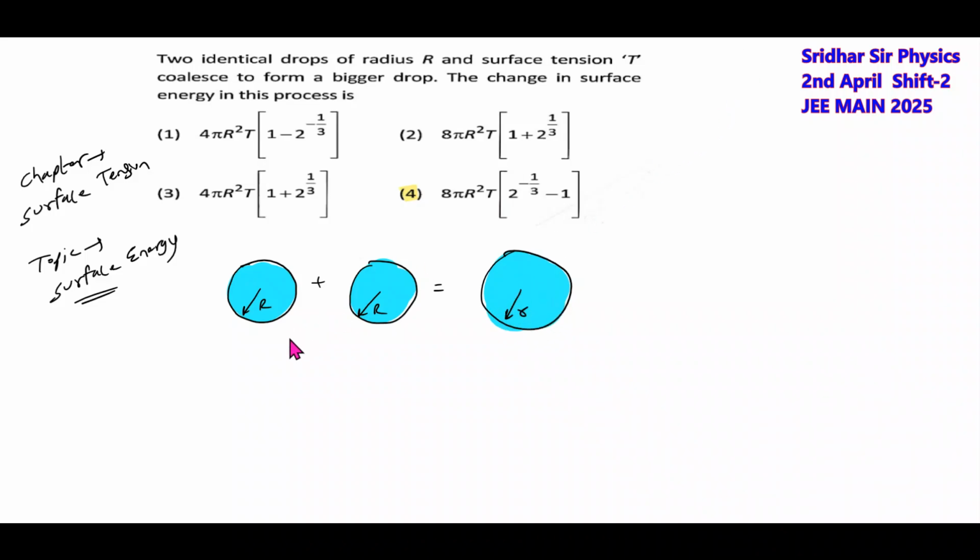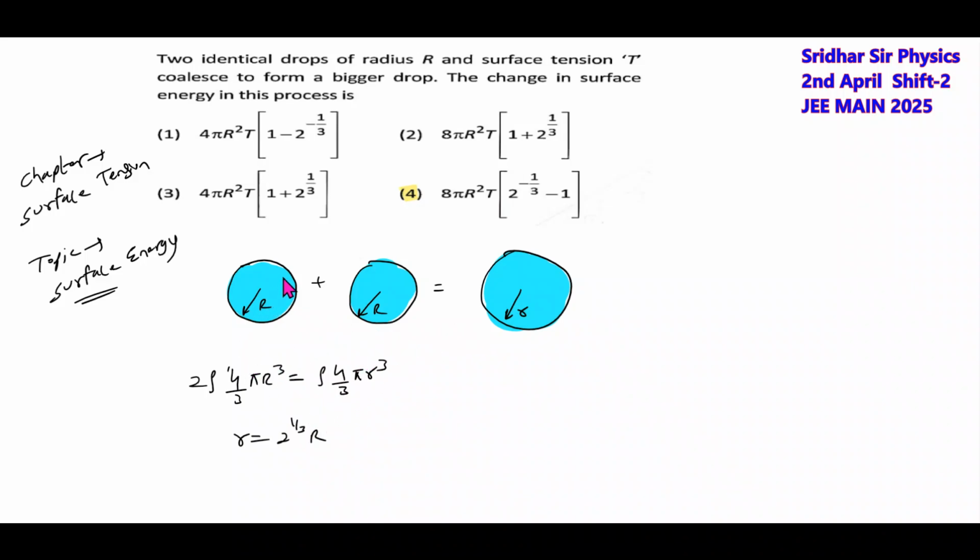The question is asking for the change in surface area, that one. So first, the volume should be conserved. Mass, total volume, the mass should be conserved. So rho into 2 times 4 by 3 pi r cube should be equal to rho into 4 by 3 pi R cube, where R is equal to 2 to the power of 1 by 3 into r. Keep this value like this.